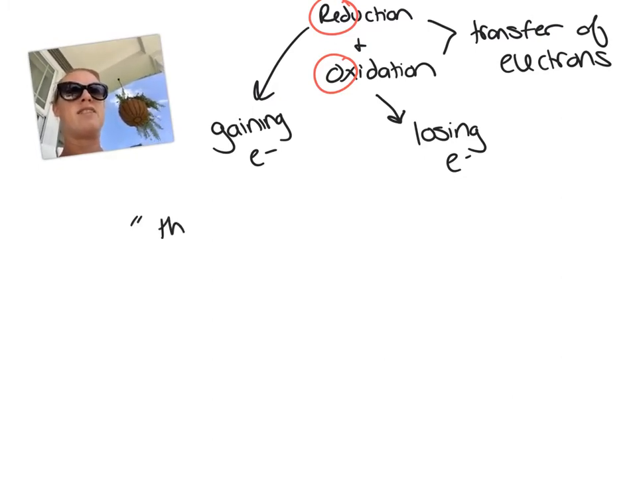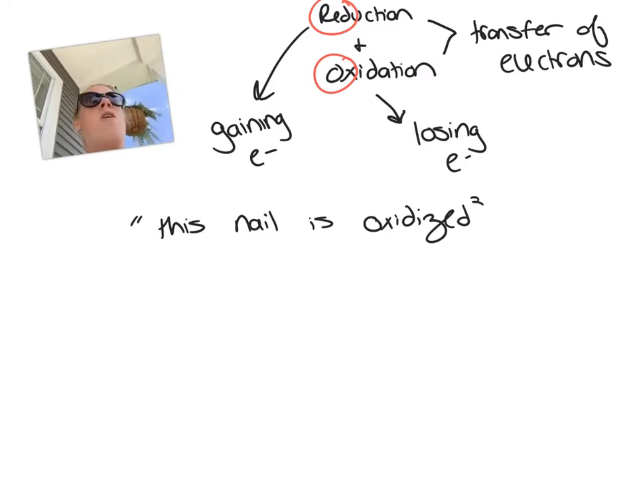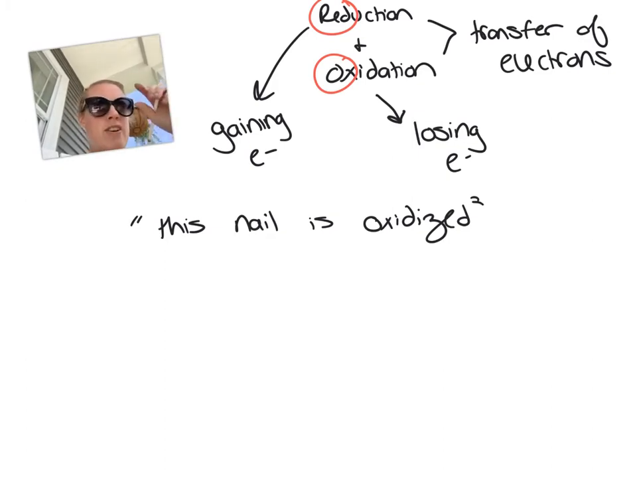Okay, this nail is oxidized. There you go, Will. There's my favorite Z that you love, okay? So when I picture an oxidized nail, I picture it all orange, right? Rusted. Rusted and oxidation kind of go together in this sense. And that's really what I want you to get from this.